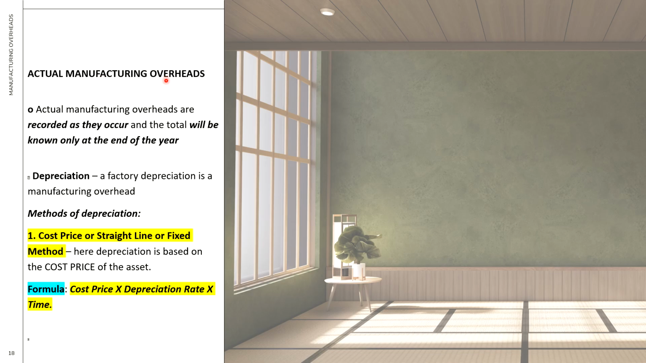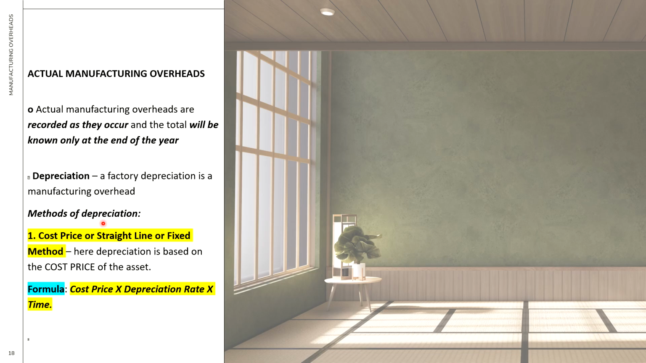Okay, actual manufacturing overheads. Remember, firstly, we spoke about actual overheads, applied overheads, and budgeted overheads. Now we're talking about the actual overheads. Actual overheads are recorded as they occur, and the total will be known only at the end of the year, right? For instance, depreciation, factory depreciation. Factory depreciation is a manufacturing overhead.